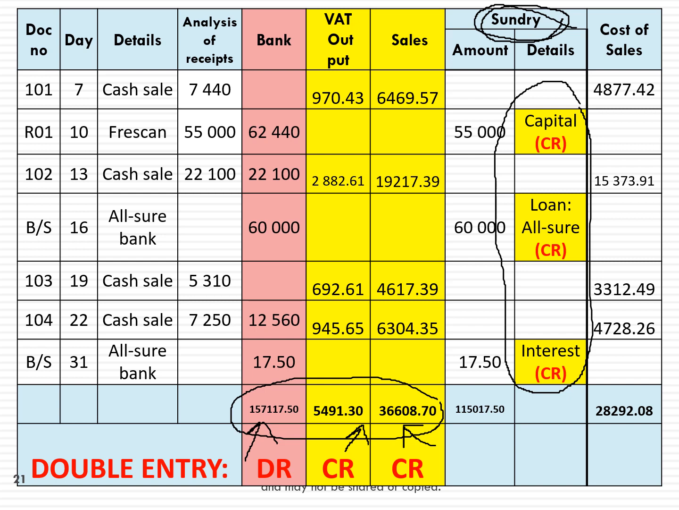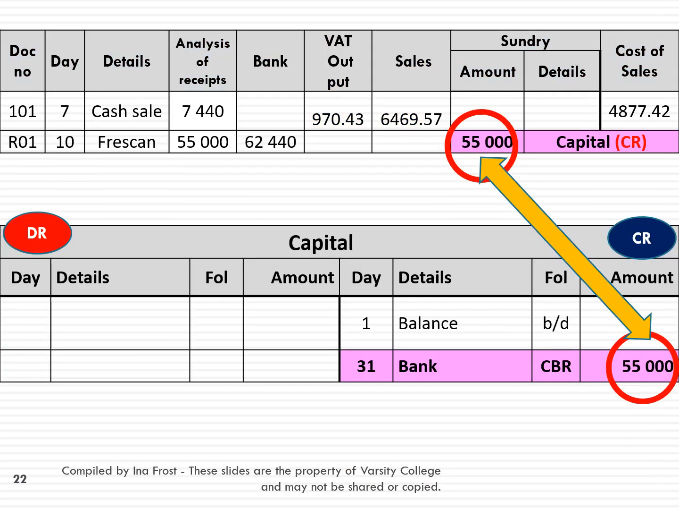So with these sundry entries, we do have to go and post those individual entries. We can't just post it all to one account, because one entry was for capital, one was a loan, and one was interest. So now I do have to go and post each individual entry to my ledger.